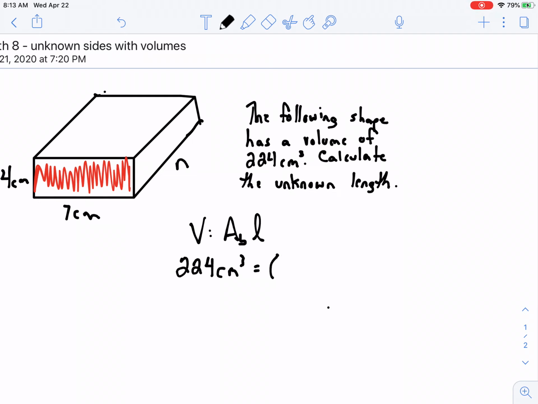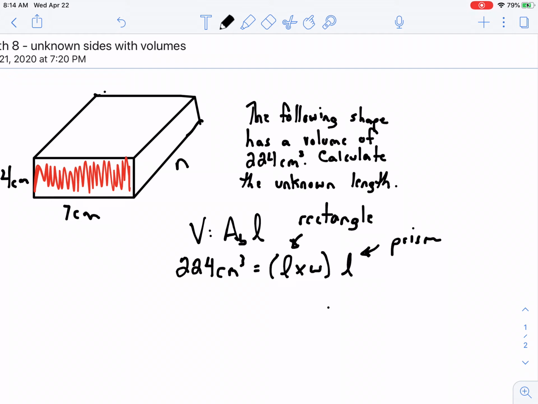My base area I can find because I know it is a rectangle, so my base area is going to be found by multiplying my length and my width, and that's going to be multiplied by the length of the actual prism. This length here is representing my rectangle. This length here is representing my prism. It gets a little confusing in terms of reusing letters and calling different things different words, but I mean them to be different parts of my prism. So it's really important to understand a prism length versus a rectangular length.